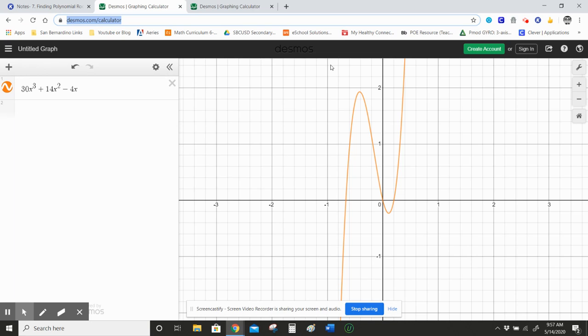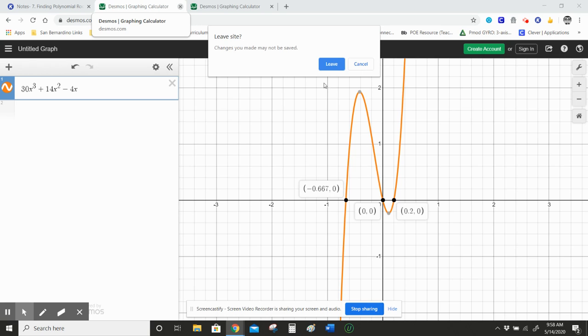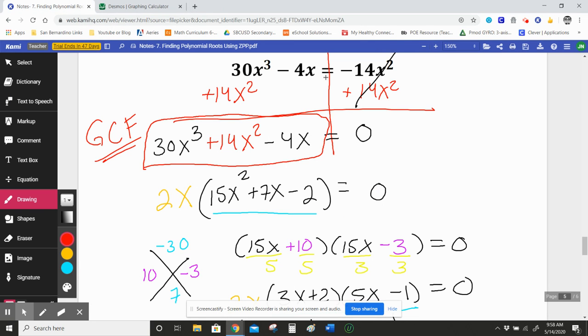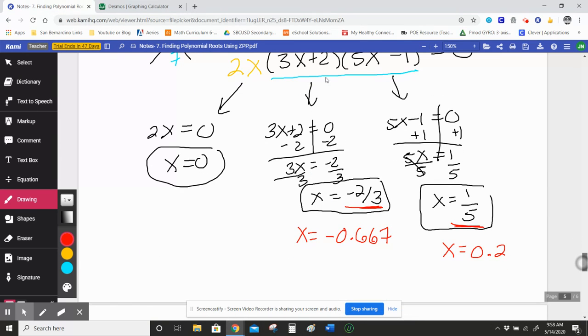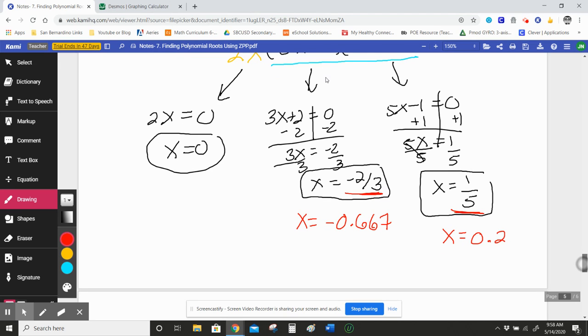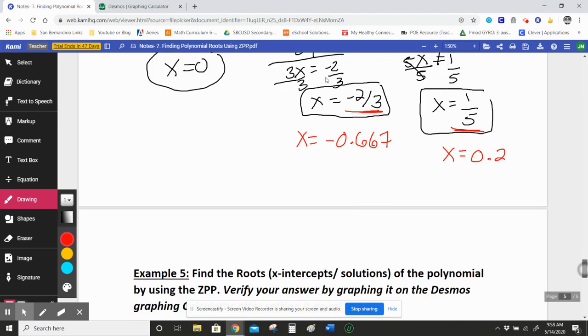So it's kind of like an S. It goes up, it goes down, and then it goes back up. So it curves a lot. My X-intercepts are 3 of them. No surprise to you, right? And then those 3 X-intercepts happen to be at negative 0.667, the other one is at 0, and the last one is at 0.2. And those are the exact answers that we got. The 3 polynomial roots, or the 3 X-intercepts, are exactly that: 0, negative 0.667, and then x equals 0.2.